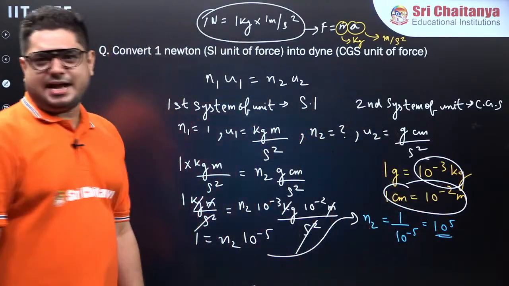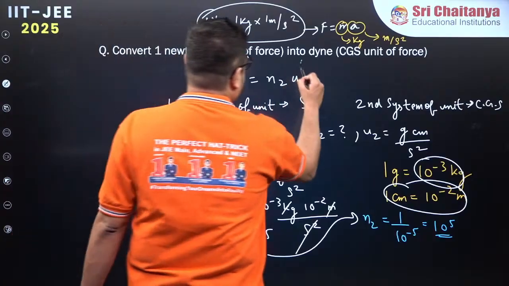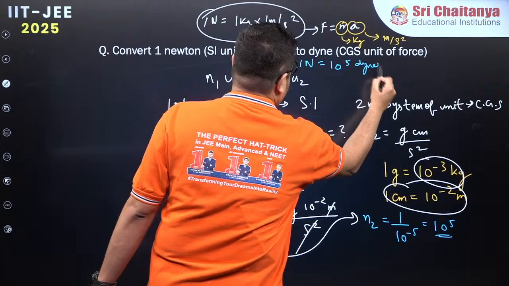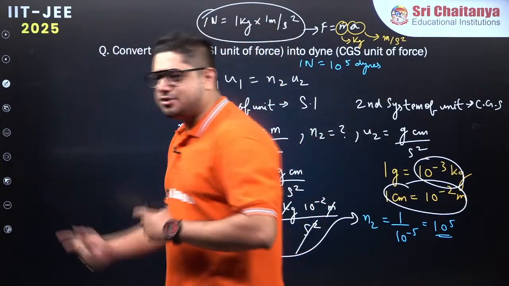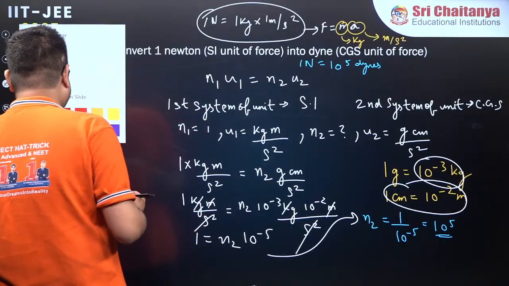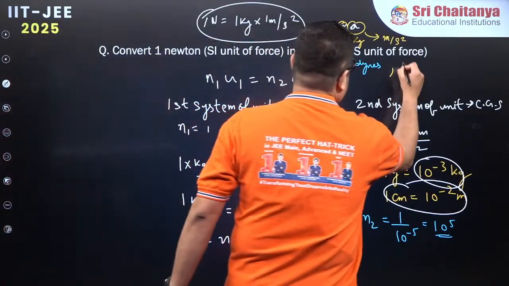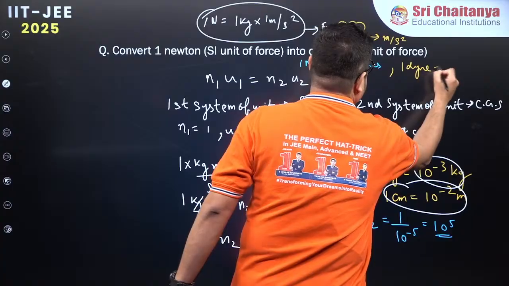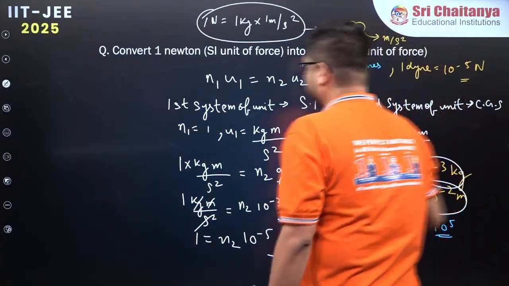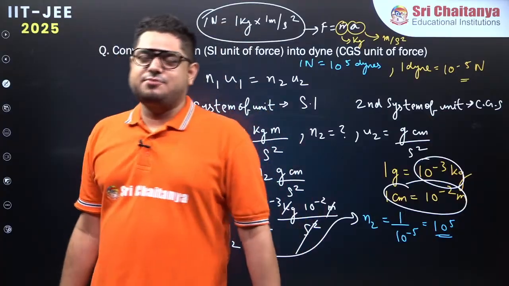So what do you think the answer is? That means I can say 1 Newton is 10 to the power 5 dynes, isn't it? And if I want to write down the reverse of it, what will I be getting? The reverse is going to be written as 1 dyne is 10 to the power minus 5 newtons. So that's how the conversion is being done.